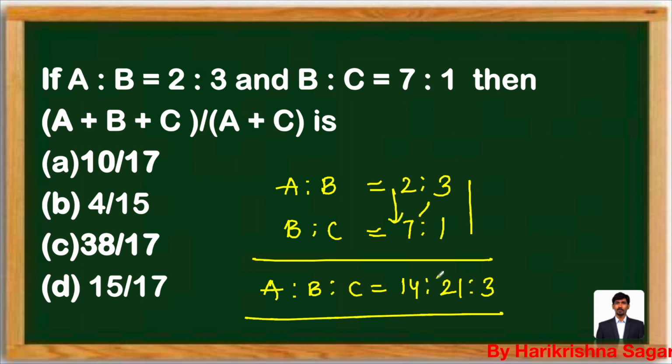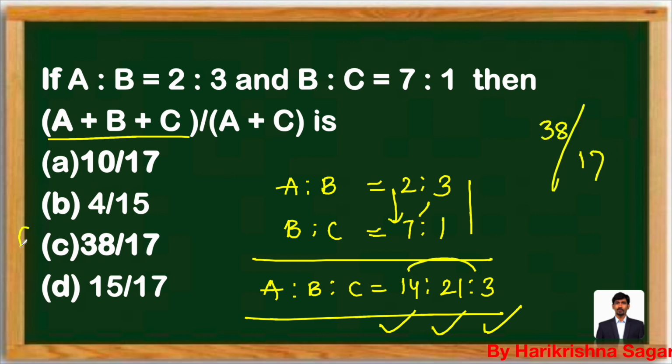So you have to find out A plus B plus C. That means 14 plus 21 plus 3. 14 plus 21 is 35, 35 plus 3 is 38, and denominator is A plus C, which is 14 plus 3, 17. So mark the answer as 38 by 17. Hope you are able to understand what I am trying to convey.